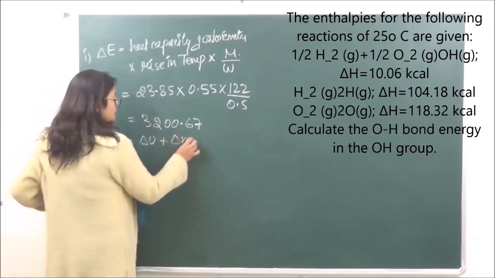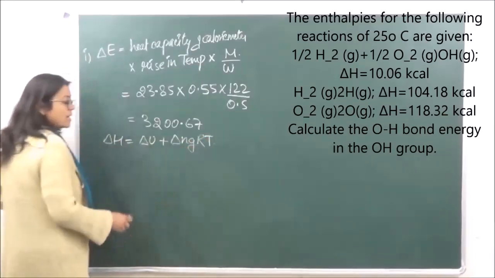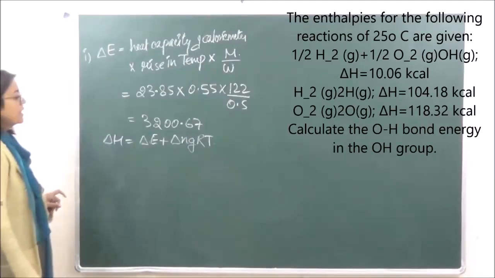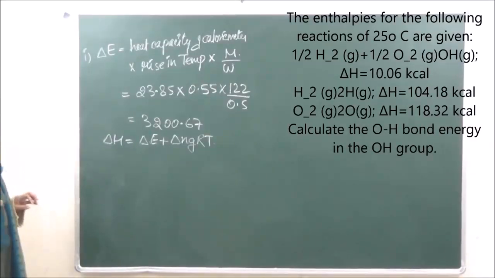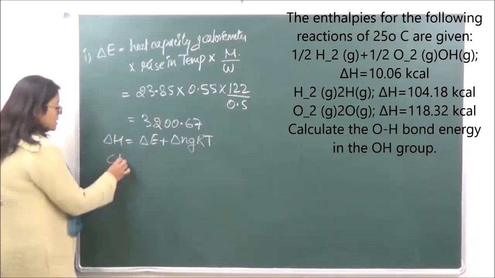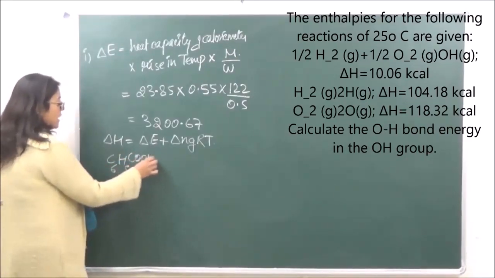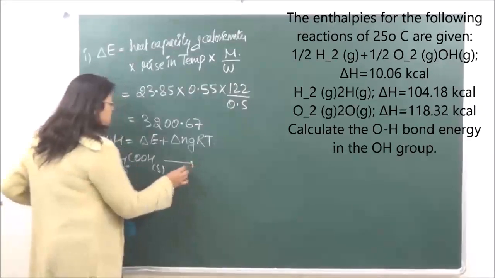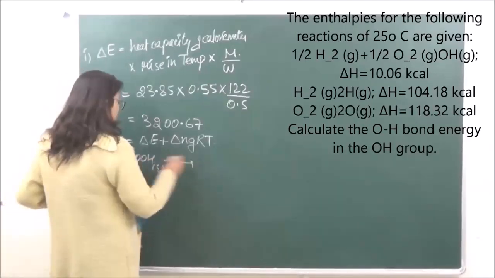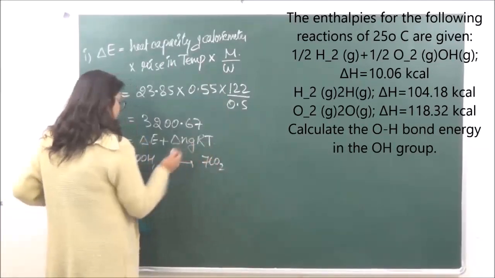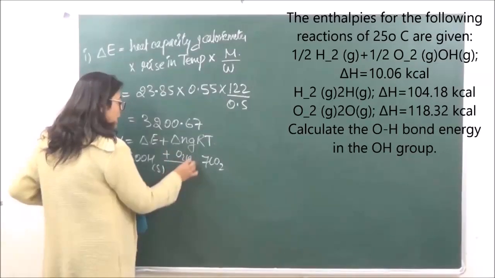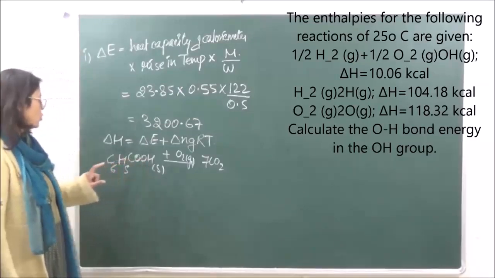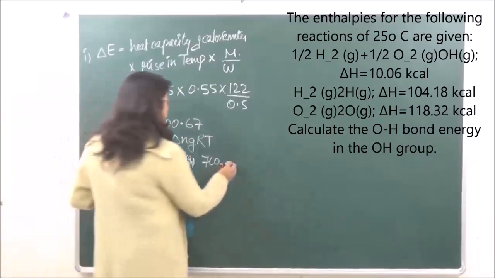plus delta Ng RT. Now here we are taking E in place of U, right? So in order to calculate delta Ng over here, we have to first write the equation. So what will the equation be? C6H5COOH solid is going to give us 7CO2 plus oxygen will come here in the form of gas, right? 7CO2, and we have 6 hydrogens over here, so 5 and 6, 3H2O.